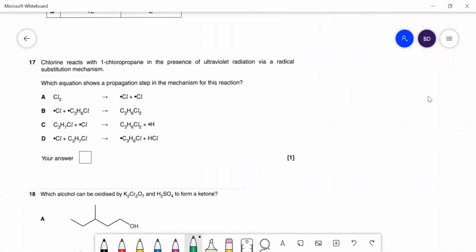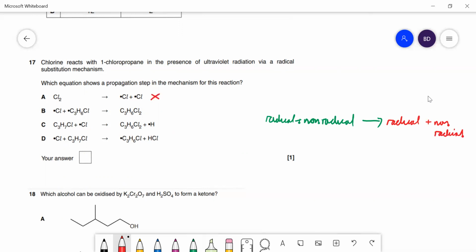Chlorine reacts with 1-chloropropane in the presence of UV light through a radical mechanism. Which equation shows a propagation step? Well, for propagation, you've got to have a radical reacting with a non-radical to give a new radical and a new non-radical. So this one is not right.